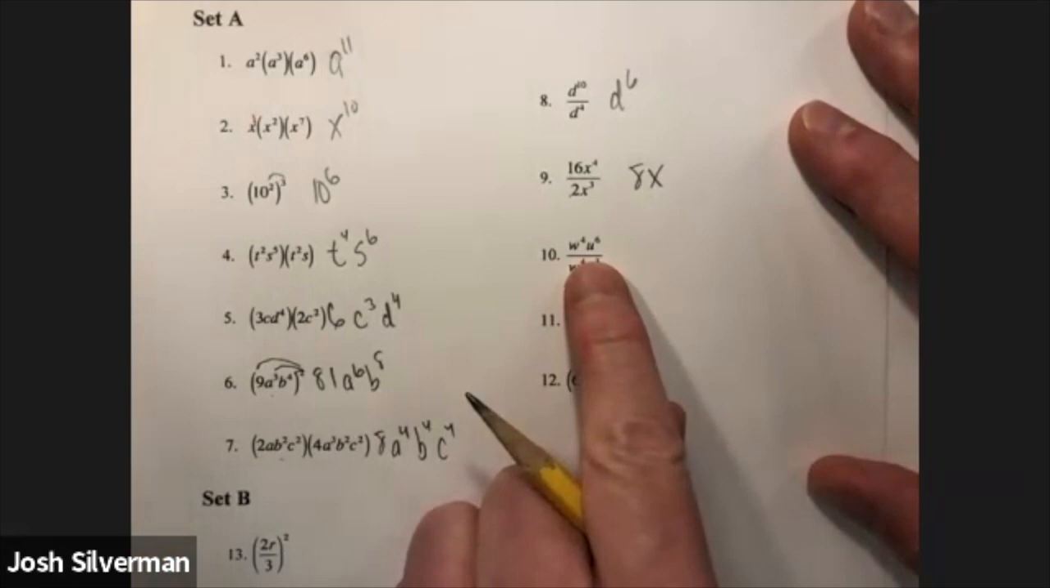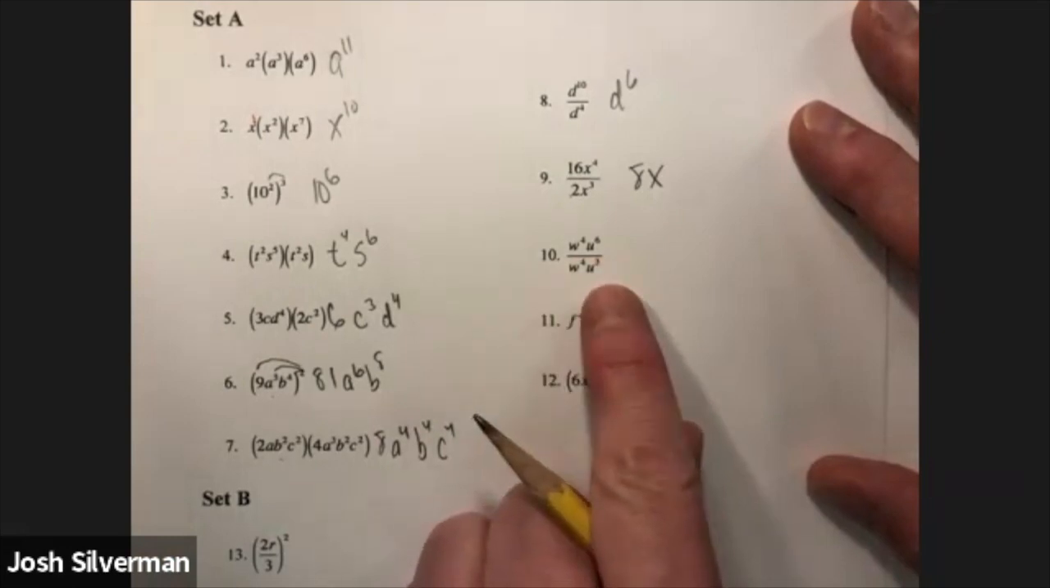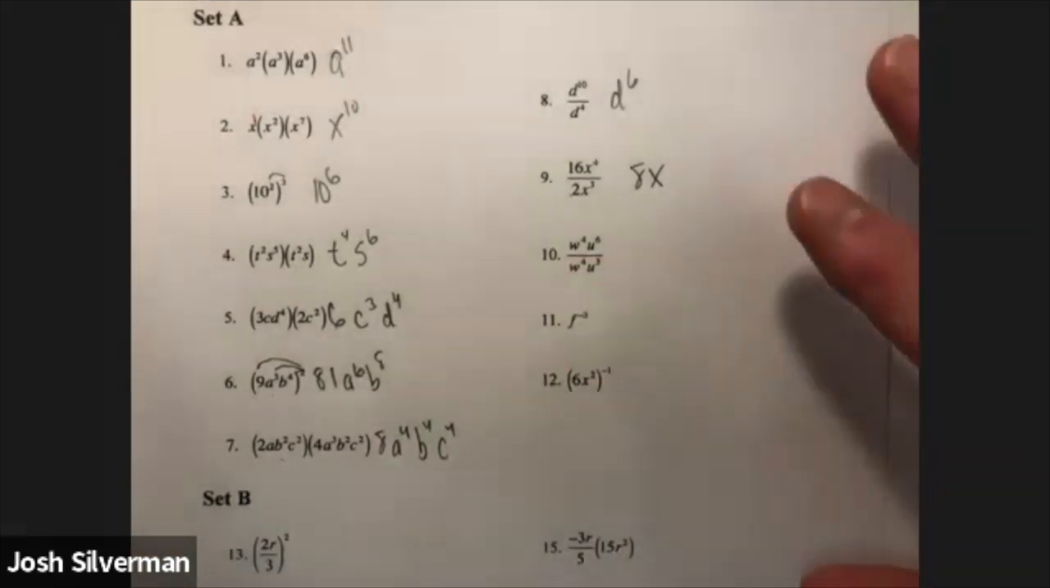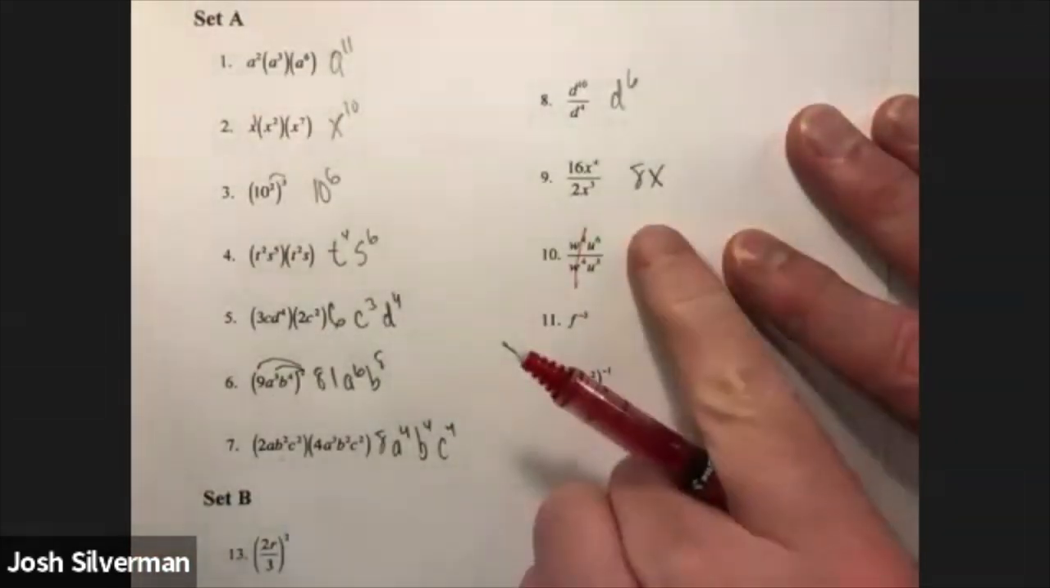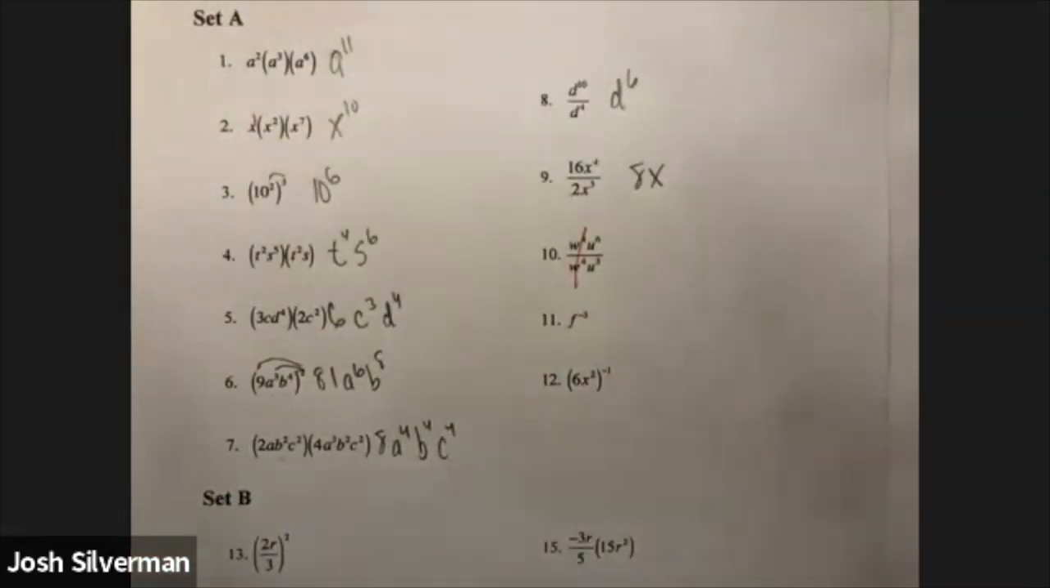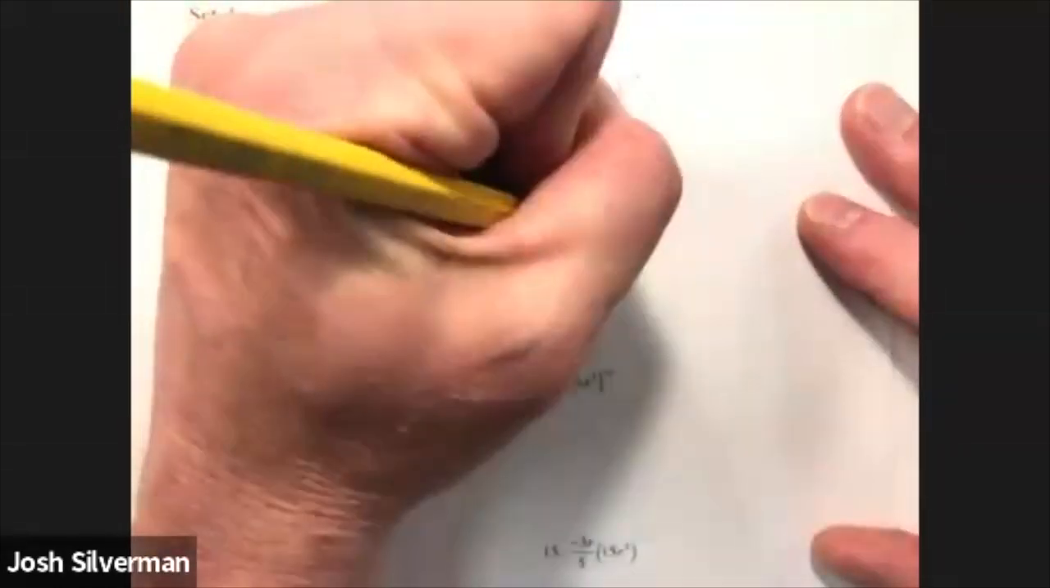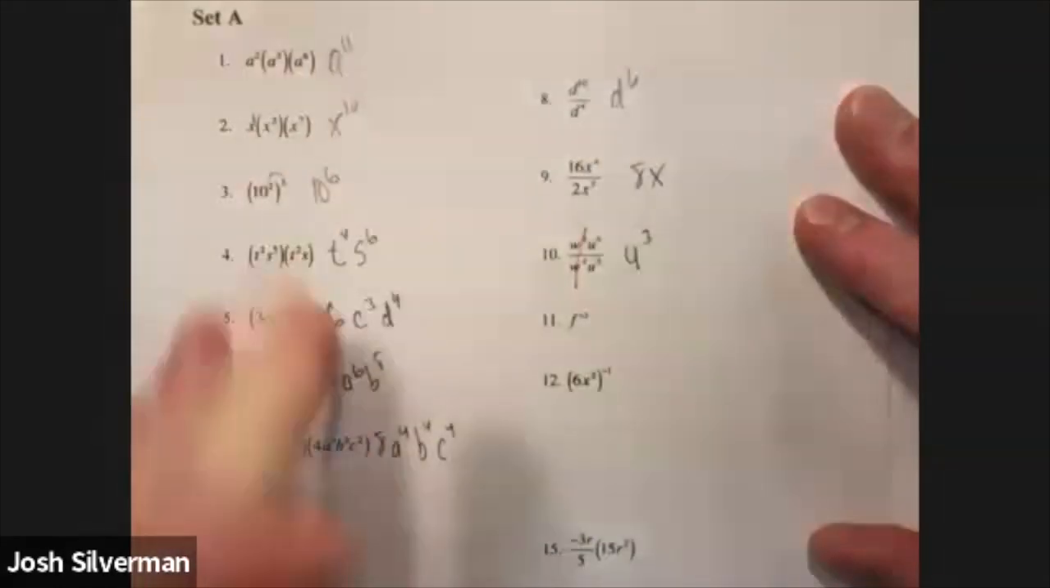W to the 4 times u to the 6 over w to the 4 times u to the 3rd. These two are exactly the same. They will cancel out completely. U to the 3rd, u to the 6 divided by u to the 3rd is u to the 3rd.